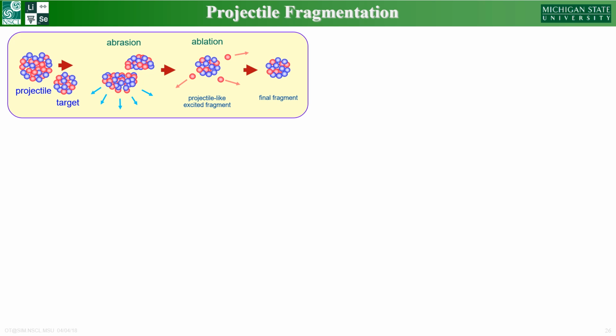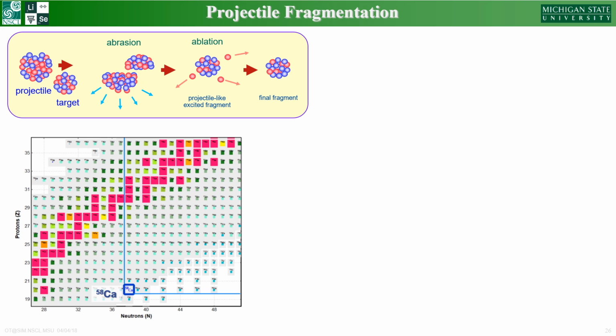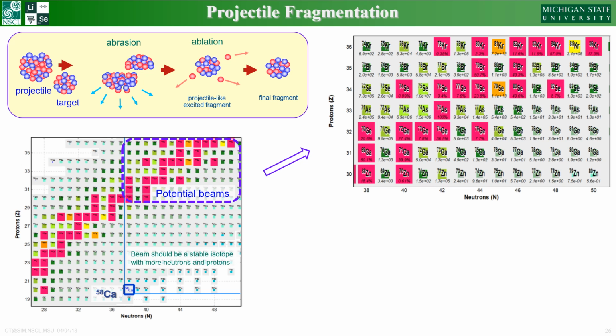Projectile fragmentation represents the two-step reaction of abrasion and ablation. In the first stage, we have to abrade our projectile. Therefore, a beam should have more or equal protons and neutrons than the fragment of interest. As you can see from the top right plot, we can select germanium stable isotopes such as 70 and 76.